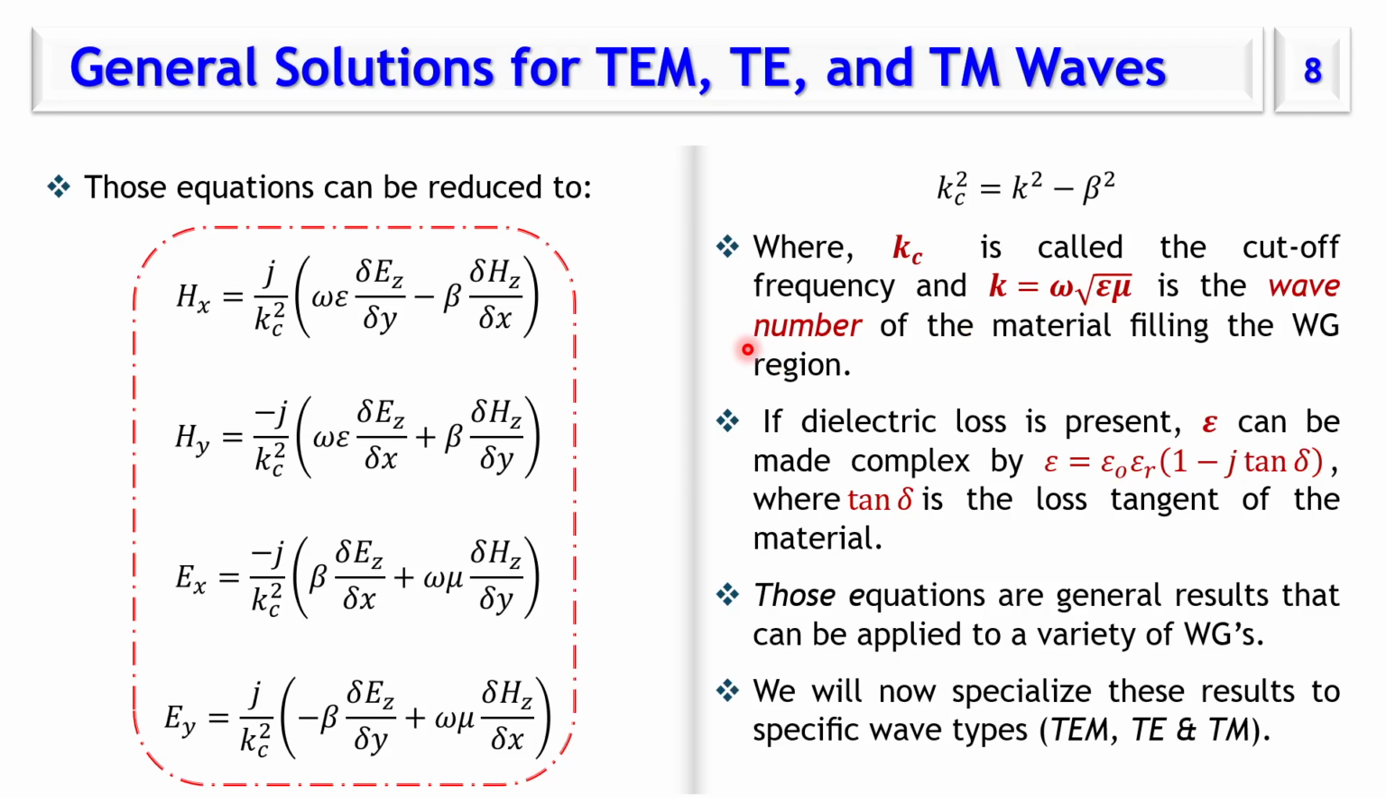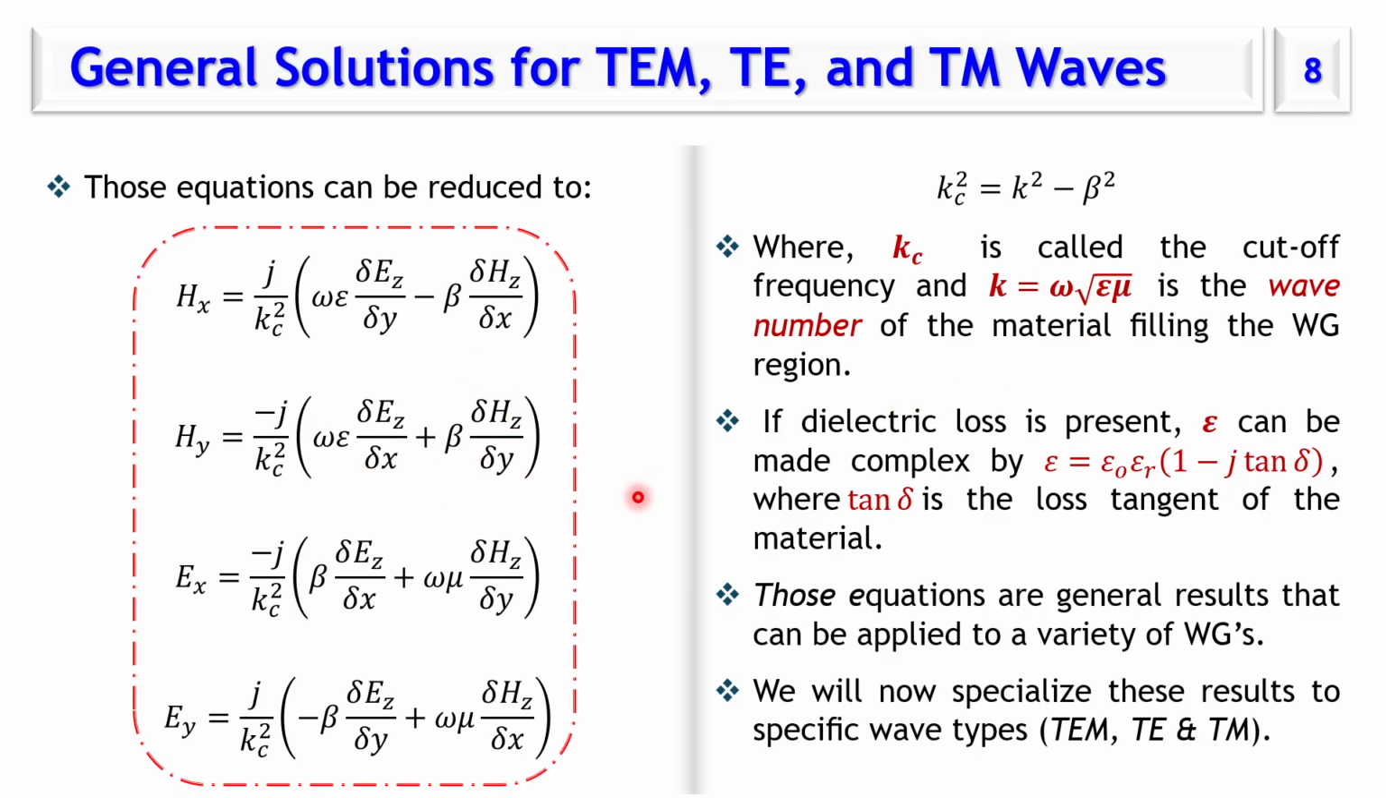As I said before, with the perturbation technique, if we have losses in the dielectric, epsilon, instead of being a scalar or a real quantity, will be a complex quantity with this format, which is epsilon r minus j epsilon r tan delta, where the second term is the complex part of the dielectric constant.